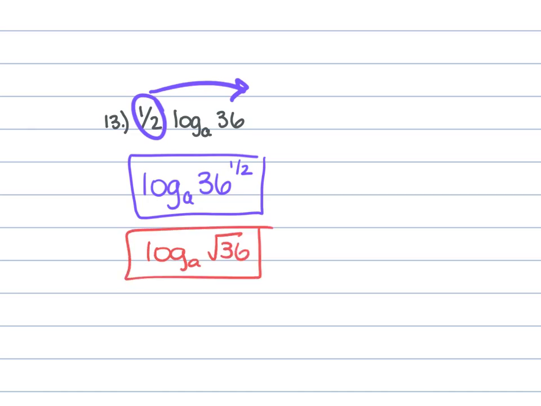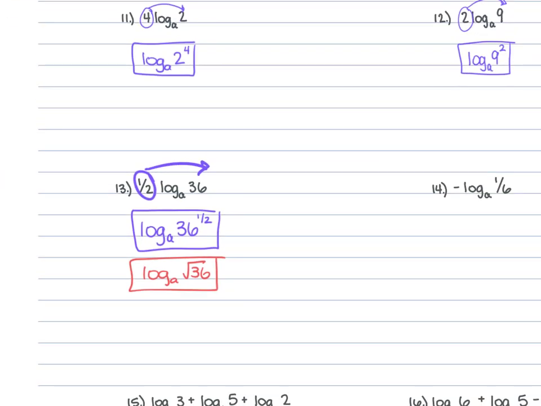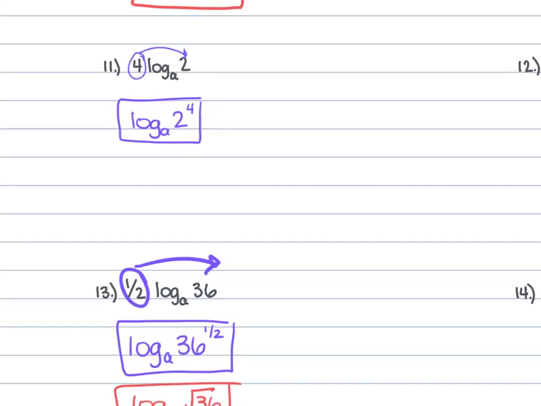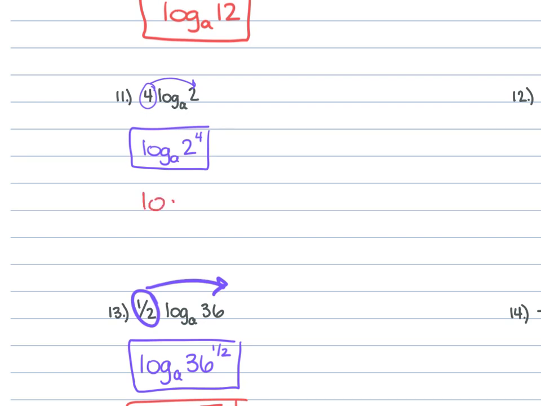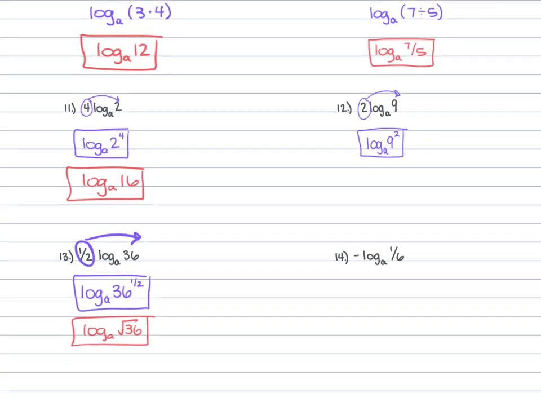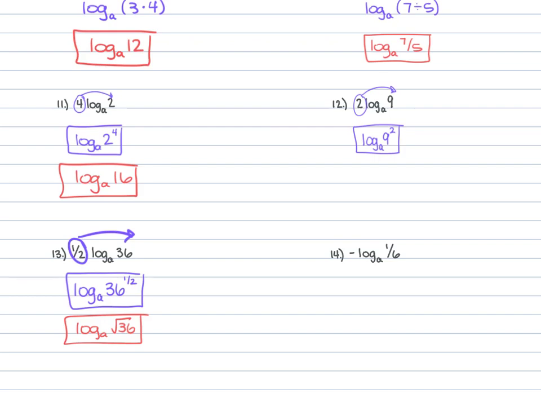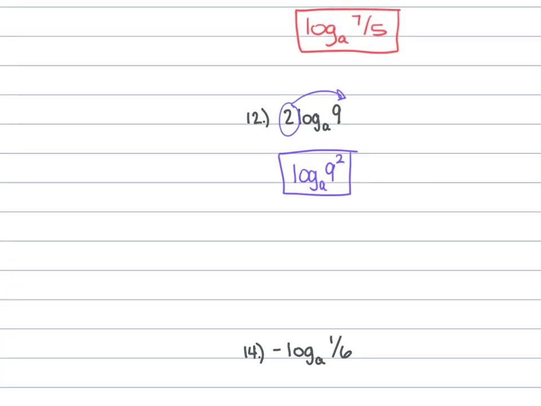With any of these, yes, you can simplify that term. So like with the log a of 2 to the 4th power, 2 to the 4th power is 2 times 2, which is 4, times 2, which is 8, times 2, which is 16. So you could have also written this one as log a of 16. And then with 12, log a of 9 to the 2nd power is log a of 81. So again, same thing.